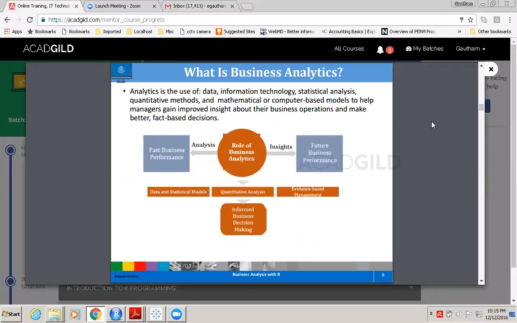Here again, there is a slide that talks about what is the role of business analytics, right? So business analytics is looking at the past business performance and using the past or the present business performance and being able to give insights into the future. It is a very simple statement to make, but it is not that easy, correct?